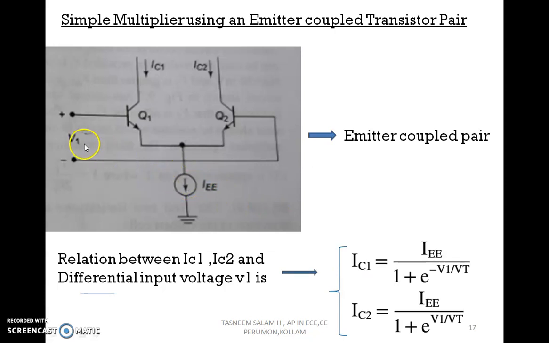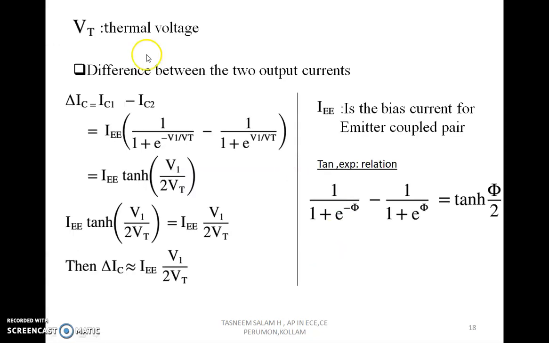minus V1 by Vt, and similarly IC2, now in the denominator we have 1 plus e raised to V1 by Vt, and here we have minus V1 by Vt. This is the relationship between the current and voltage in an emitter coupled pair. You have to keep this in mind, and Vt is the thermal voltage.